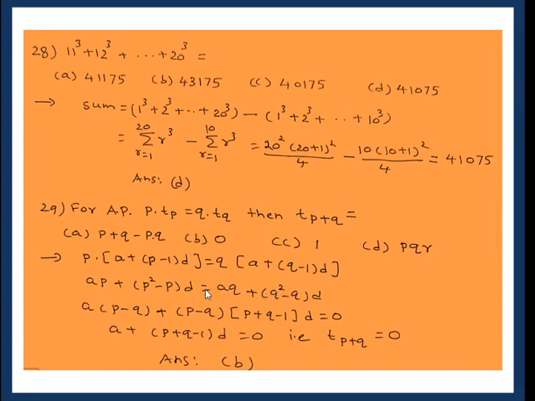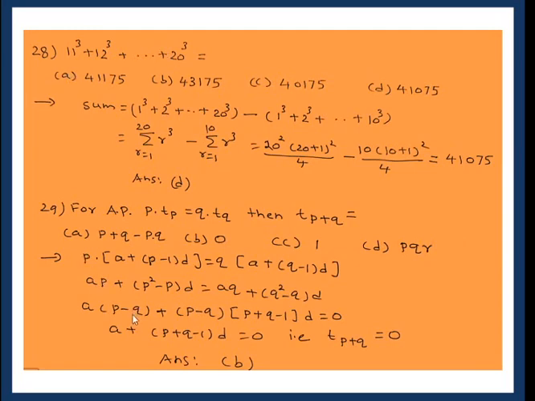Open the bracket, rearrange the terms. I have omitted one step here. So on simplification you get (P minus Q) into A plus (P minus Q) into this, equal to 0. Can I divide by P minus Q? I can, because P is not equal to Q. Otherwise there is no point in saying P into TP is P into TP, right? So I can divide.